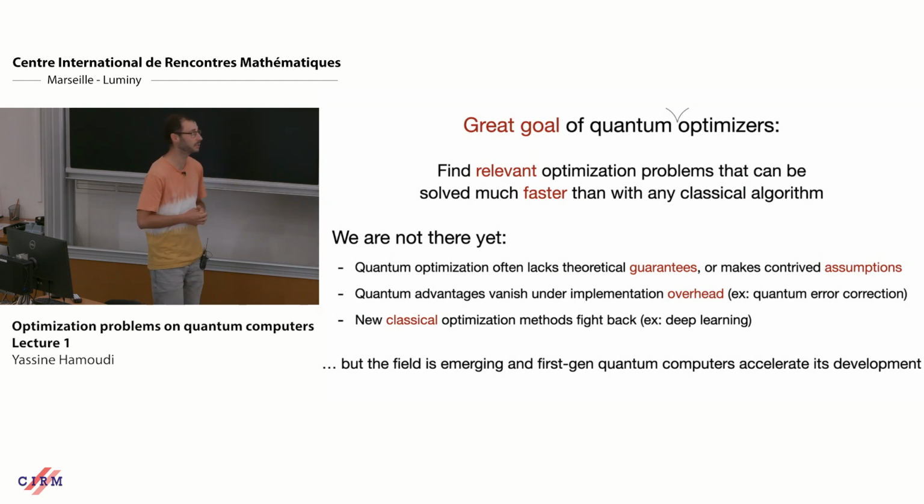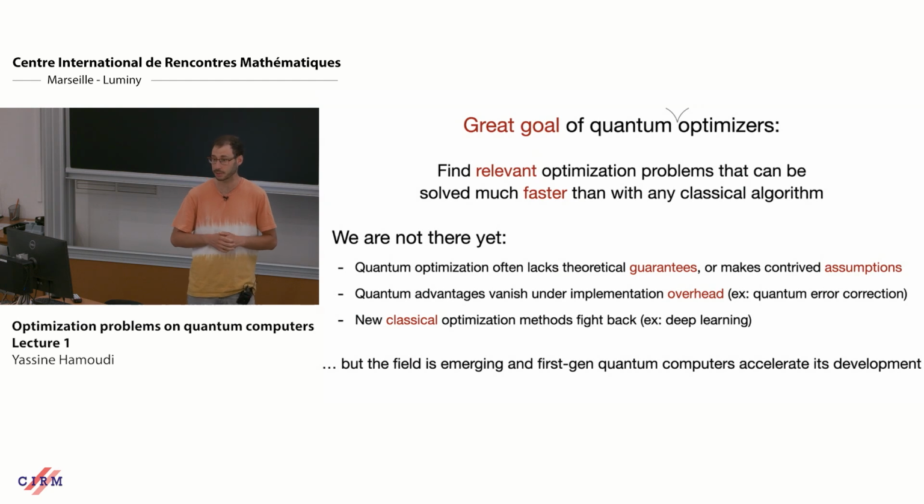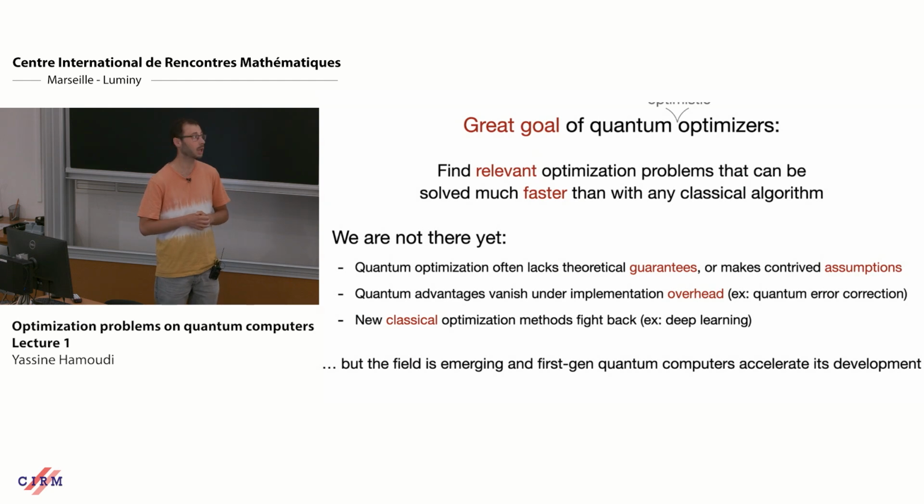Okay, but on the positive side, the field of quantum optimization is emerging. It's a pretty recent field of research. So there are a lot of topics to explore. And the first generation of quantum computers will give us a way of experimenting even more and hopefully discover some actual application of quantum optimization algorithms.